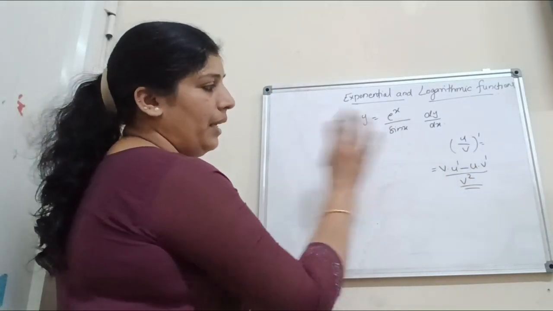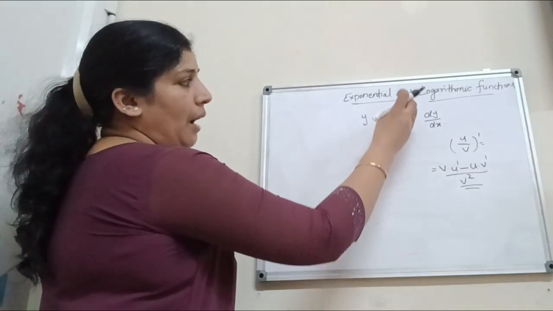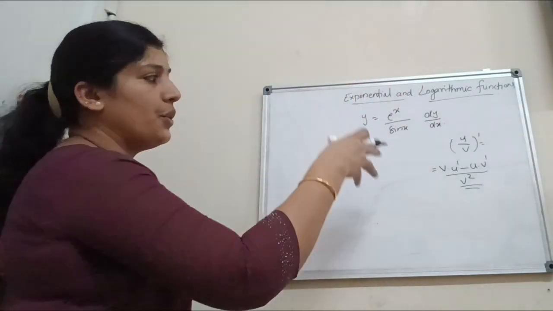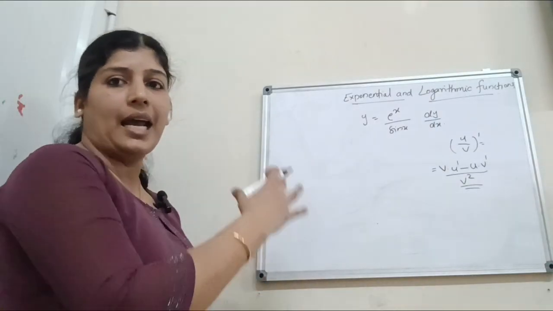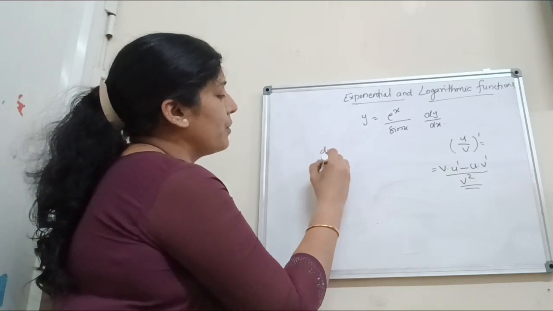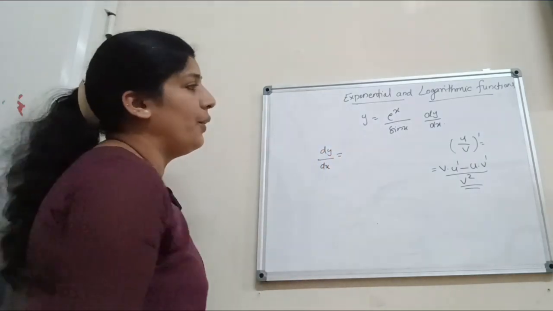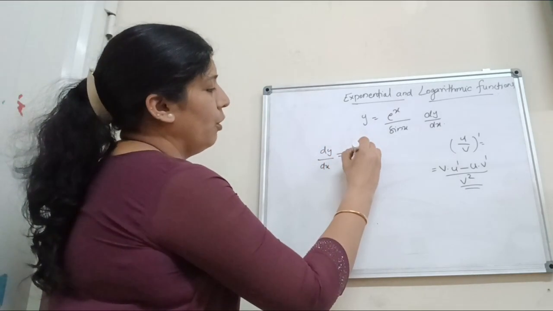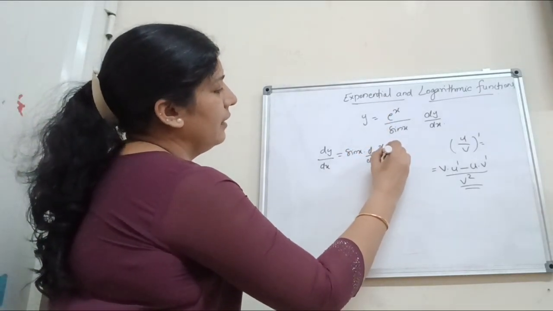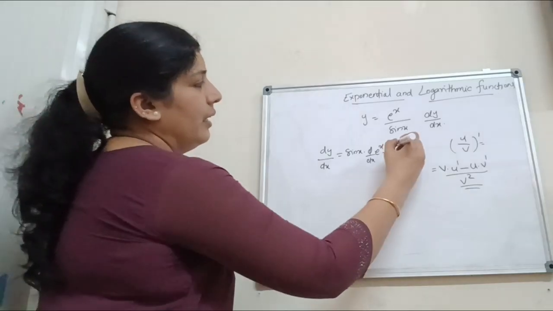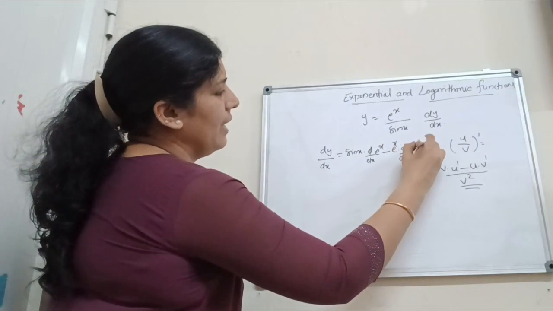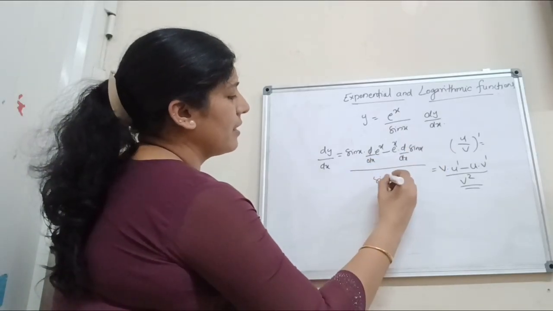Now here we have to apply quotient rule. That is, it is of the form f of x by g of x. It is a rational function. That is y equal to e raised to x by sine x. Therefore, how can we find out? Here, we have to find out dy by dx by using quotient rule. dy by dx equal to, here denominator is sine x. Denominator into derivative of numerator d by dx of e raised to x, then minus, then numerator e raised to x into d by dx of denominator sine x, divided by sine x whole square.